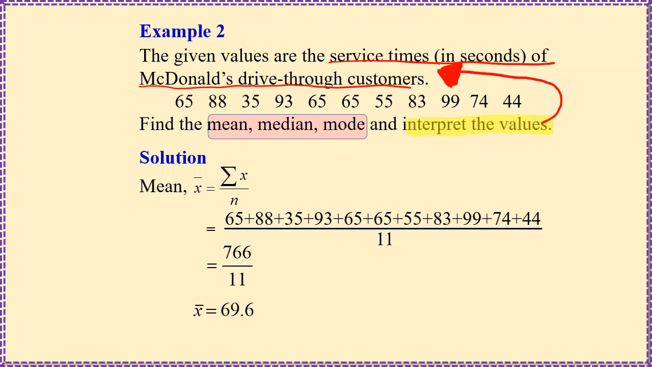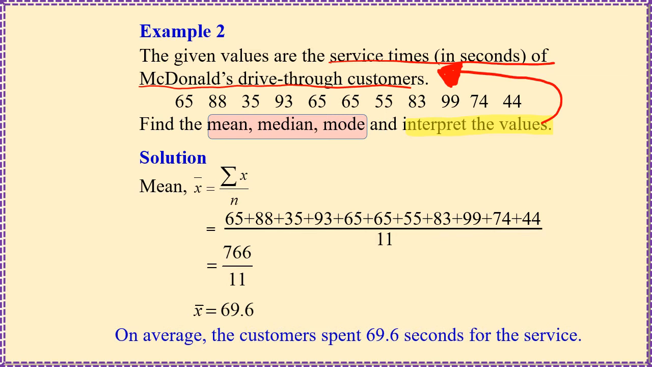Okay, so what can we say about the interpretation? Mean means average, right? So we can say that on average, the customer spends 69.6 seconds for the service. Okay, because this is data about the service time. So the customer spends 69.6 seconds for the service.